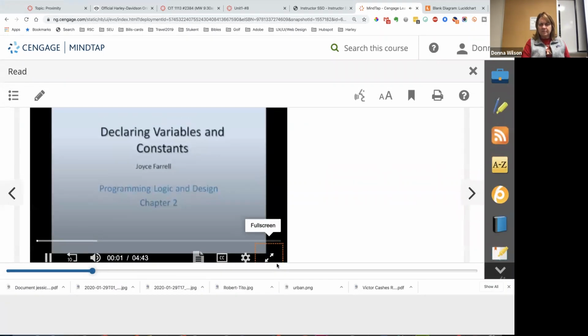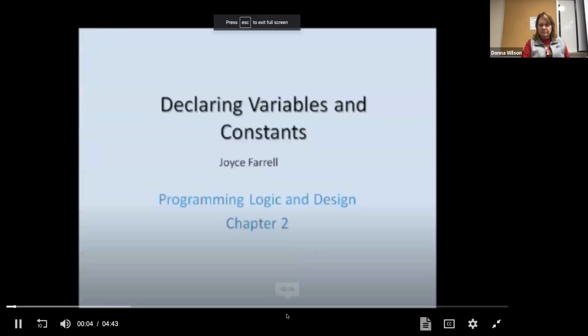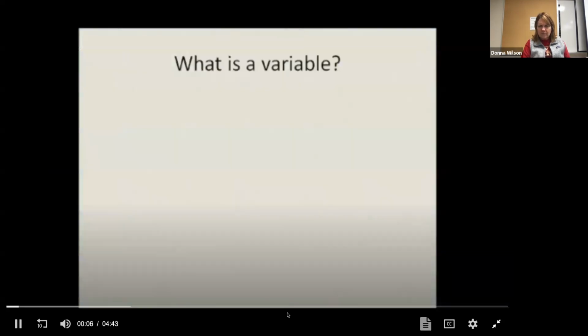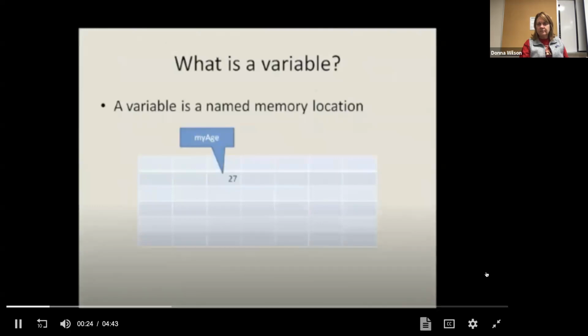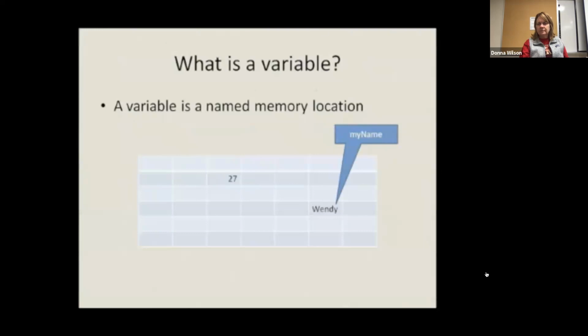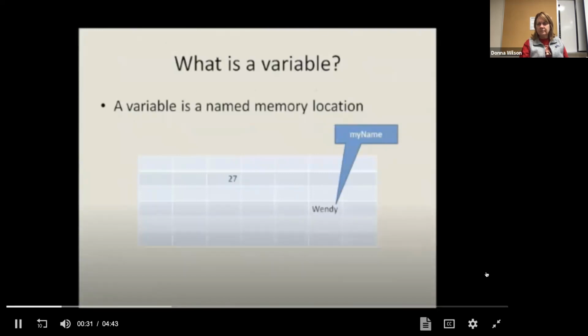Hi, this is Joyce Farrell. Let's talk about declaring variables and constants. A variable is a named memory location. If you couldn't provide reasonable names for the memory locations in your programs, you'd have to remember their memory addresses. It's much more convenient to remember a name. Like my age, perhaps where 27 is stored. Or my name, perhaps where Wendy is stored. These are different memory locations that have reasonable names.